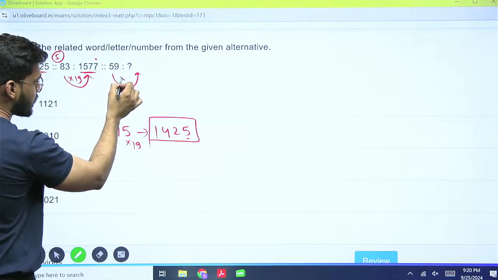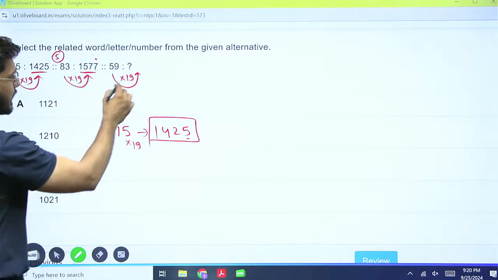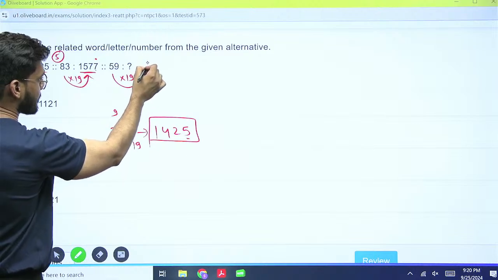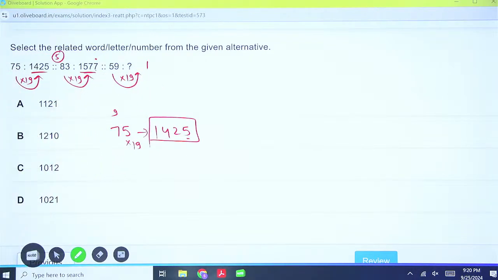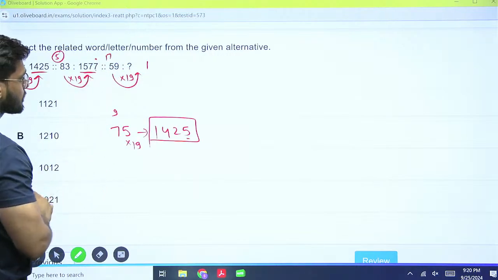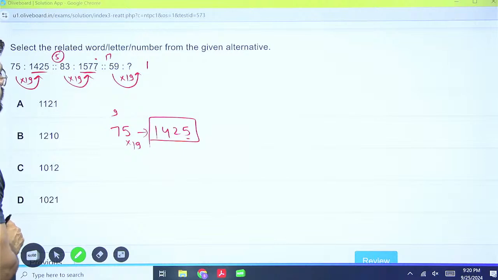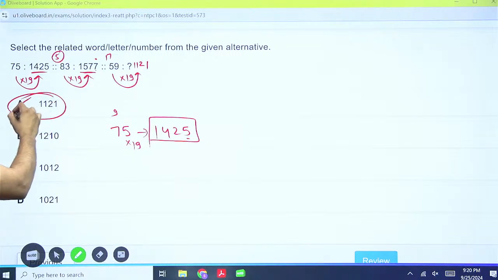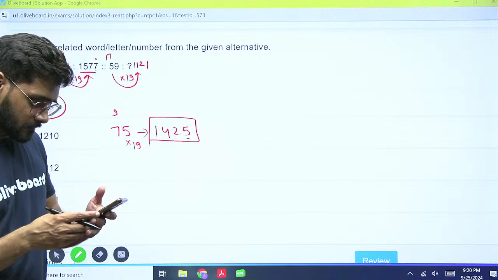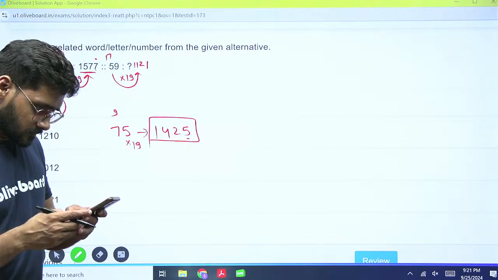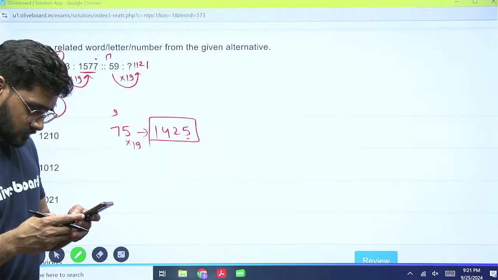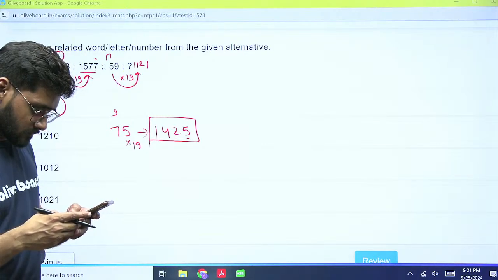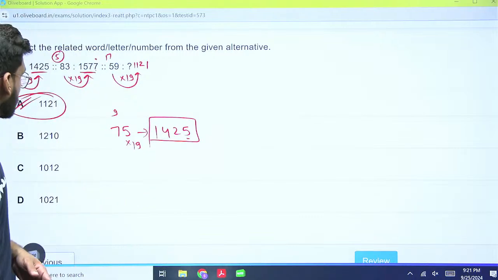We get 157. In the same way, if we multiply by 19 in 59, what do we get? 19 times 9 is 171, and 17 carry would come over here. 19 times 5 is 95, 95 and 7 is 102, 102 and 10 is 112. So 1121 should be the right answer, which matches option A, 1121. Is it clear to you all? Okay, let's move on to the next question.